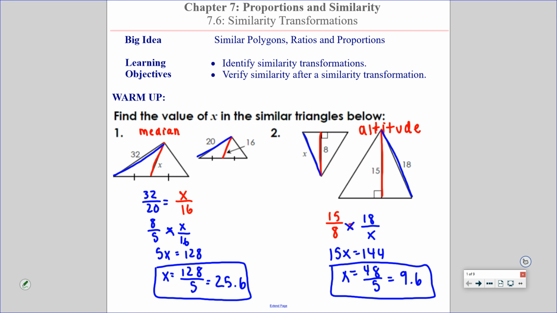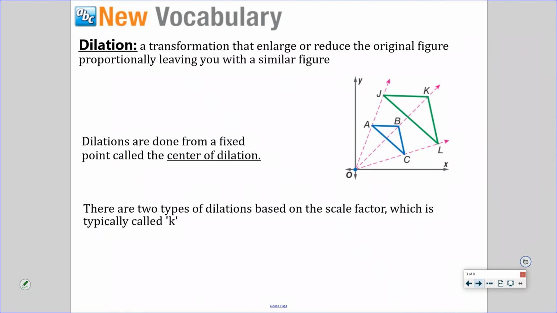All right. So today we're going to look at a new type of transformation where the size does change and it forms 2 similar triangles or rectangles. Okay, it's called a dilation. So it's a transformation that either makes your shape bigger, which we call an enlargement, or smaller, which we call a reduction. Proportionally, leaving me with 2 similar shapes. Okay? So that's basically what that definition says. Transformation that either enlarges or reduces the original figure proportionally, leaving you with similar figures.